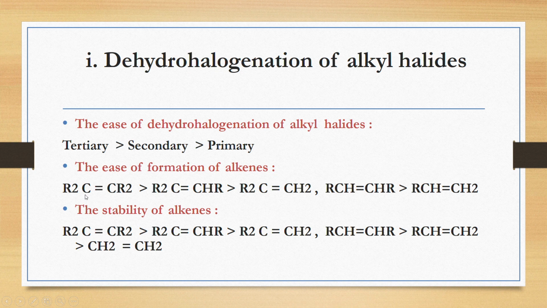You can observe over here that more substituted carbon atoms are having ease with formation of alkene as compared to the carbon having less number of alkyl groups. The stability of alkenes also changes in the same order.